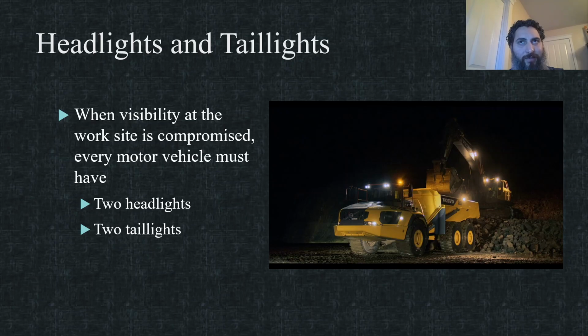Headlights and taillights. When your visibility conditions warrant additional light, for instance, you're working in the dark, all of your vehicles or the combinations of vehicles that you use at night or in these conditions should be equipped with at least two headlights and two taillights. And these headlights and taillights must be in operable condition.